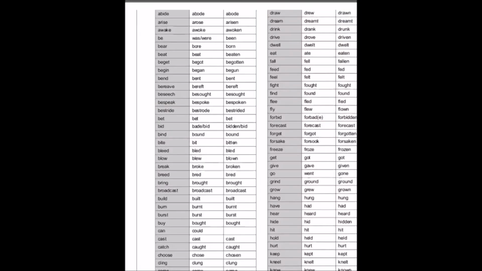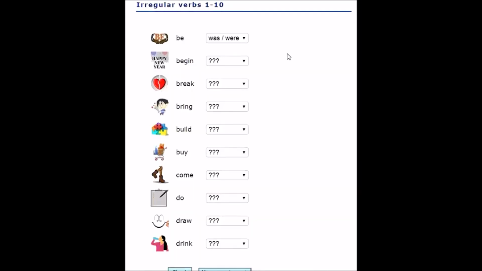So, begin. Okay, let's try it right now. Begin. I'm going to go to my list and search the letter B. There we go. Begin. The past tense for it is began. Right here. So I'm going to choose began. There it is. And this is why the list is important. I'm telling you to keep it in front of you. The more you repeat the same verb, the more it's going to stay in your head.